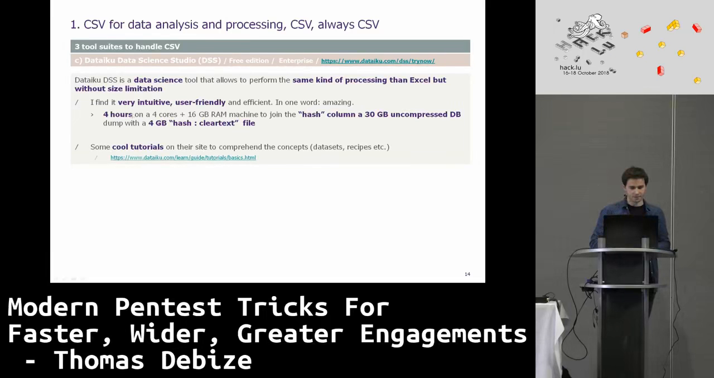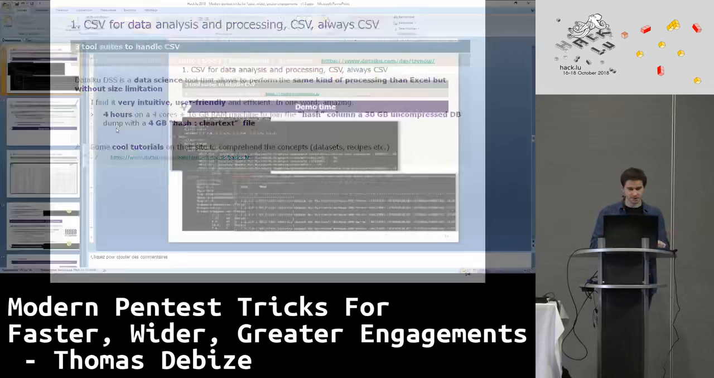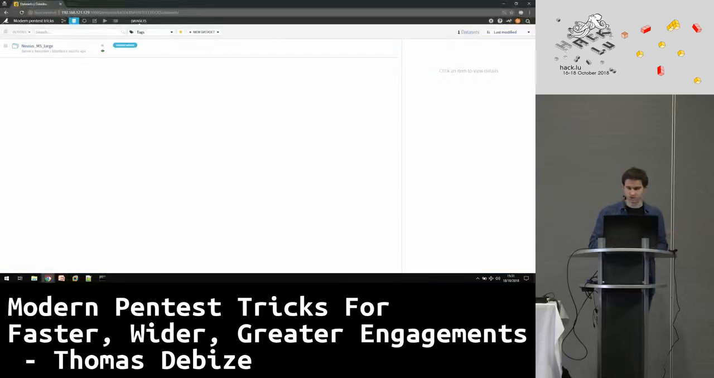So with this kind of machine, which is pretty lame, 4 cores and 16 gigs, it takes only 4 hours. This is pretty awesome to perform a real SQL join between a 30 gigs file and a 4 gigs file. So that's pretty amazing, and that's the power of data science today, and of this kind of tool such as Hack.lu. There are some cool tutorials on their website. I just encourage you to see them.